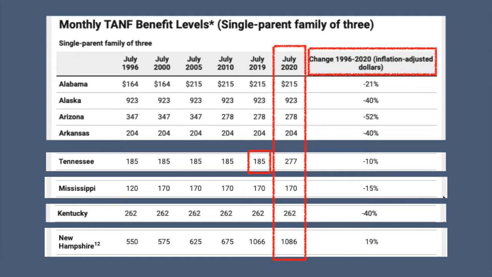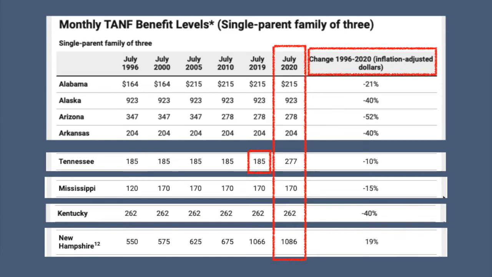And so if you look at Tennessee, you see for basically 13 years at least, it was $185 a month was the benefit for a family of three, single mom, 2 kids. That amount of $185 a month is much less than most people would think. I've heard a lot of people say what they think a TANF benefit would be, but there it is for people in Tennessee, $185. Now, in July of 2020, that changed for the state of Tennessee. They upped it to $277.